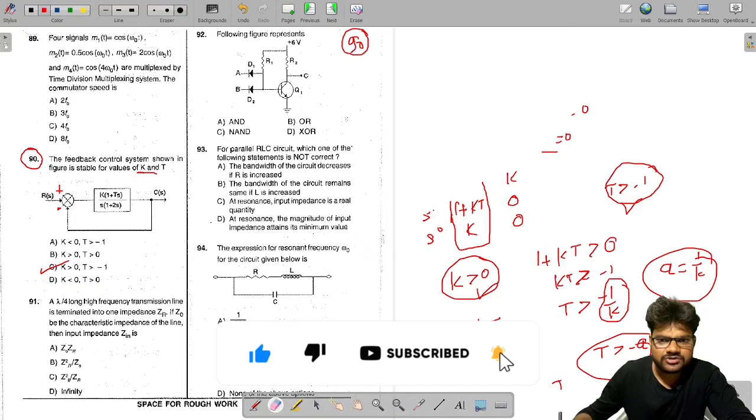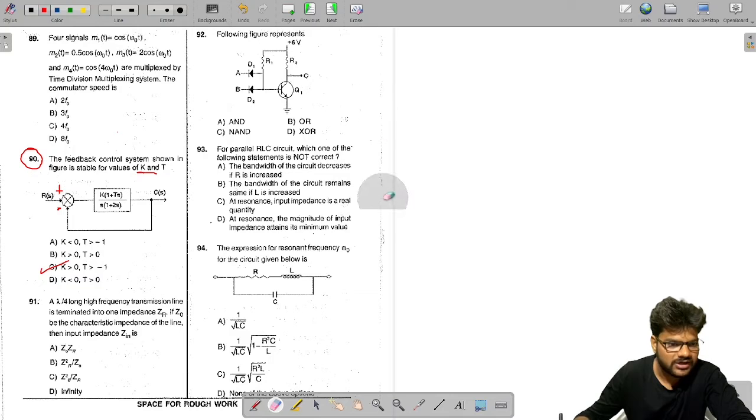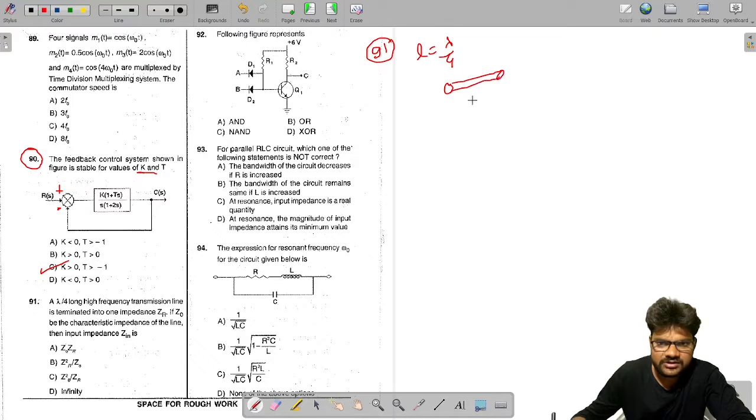The next question is question number 91, and this is from the EMT subject, from the transmission line topic. Question number 91: a lambda by 4 long high frequency transmission line. The length of the transmission line we are given is lambda by 4, a quarter wave transmission line. Let us say this is the transmission line. It is terminated into one impedance ZR, so the load is ZR, and let Z0 be the characteristic impedance of the line.